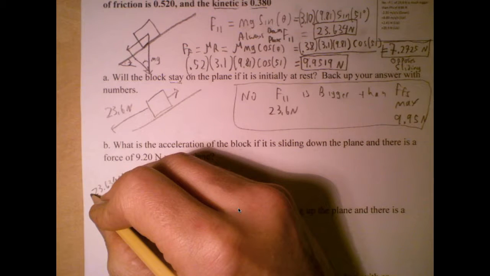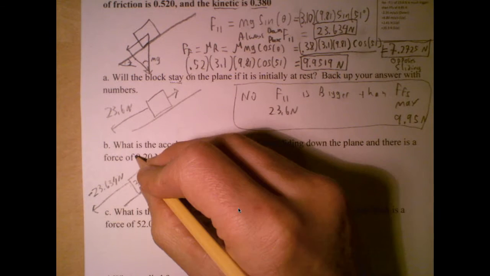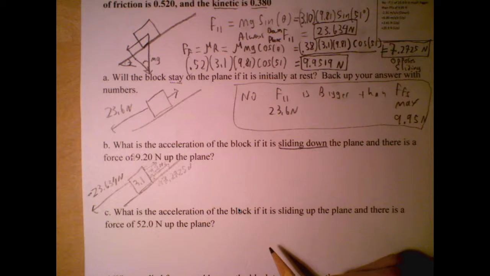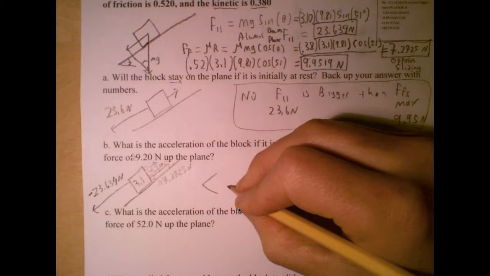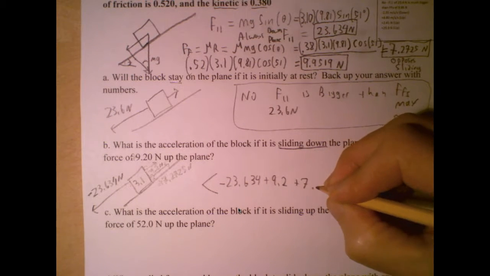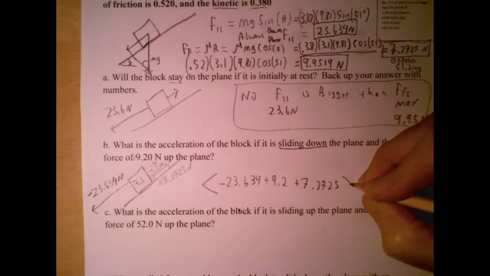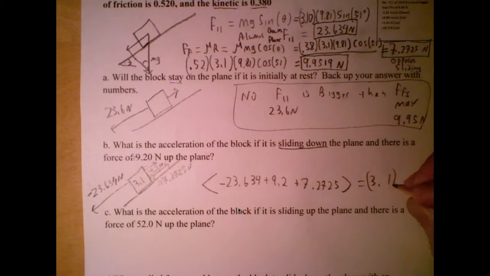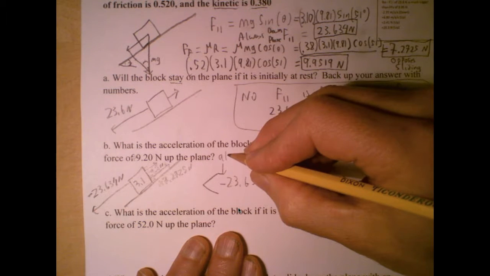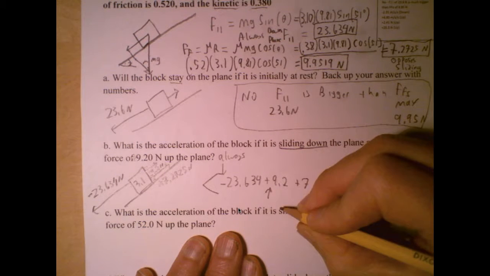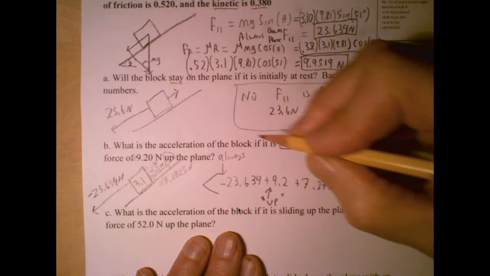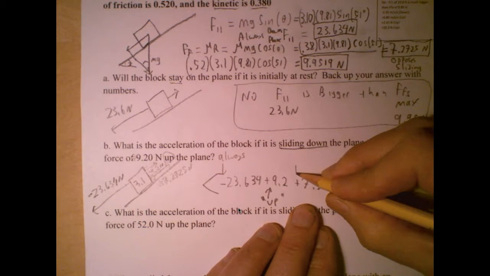This guy's down the plane. The 9.2 is up the plane. The friction force is up the plane because we're sliding down the plane. So now we're set. We can just set this thing up. Minus 23 plus 9.2 equals 3.1 times A. So parallel force always down the plane. This thing is up the plane because it says up. I'm basing that on the word up. This guy is up because we're sliding down.